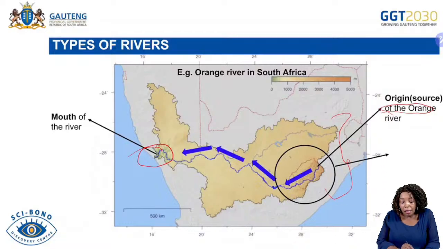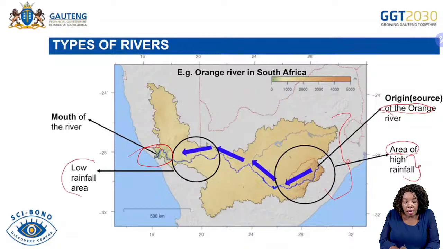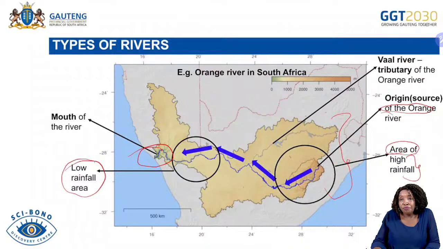And then what are the characteristics of what forms this particular river? It is that it flows from the area of high rainfall. So this would be an area of high rainfall. And which direction is it flowing? It flows onto an area of low rainfall. So this river is the exotic river. And then what do we find alongside this Orange River?